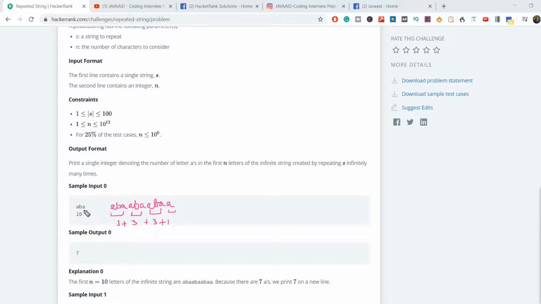And now we have to find out the occurrences of A. So if you count here, this is 1, 2, 3, 4, 5, 6, 7. So in total we have 7. So the answer is 7. I hope, guys, you have got the idea of what this problem statement is trying to say. Given a string, you have to find out the number of A's in the string which can be formed by adding the same string again and again till this many characters. So we are adding this string again and again till we reach 10 characters. If you count from here to here, we have 10 characters, right? So let's move on.